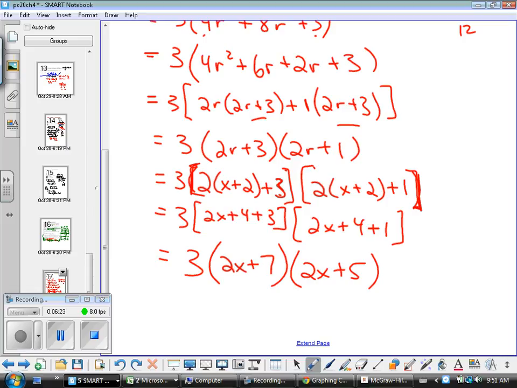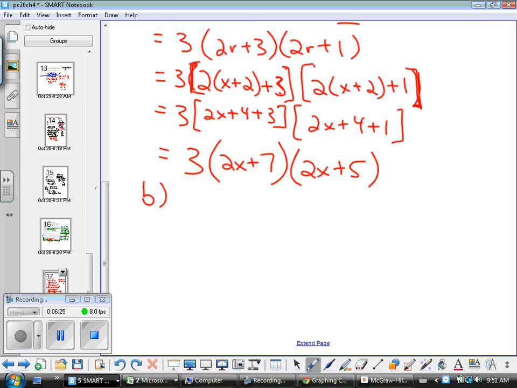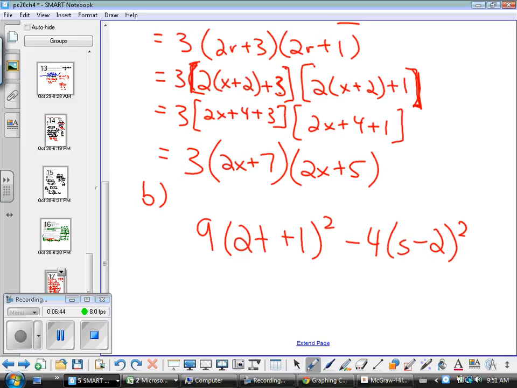The next one, B. Wow, this looks really complicated, doesn't it? There's so much going on in this one. Looks very complicated. We've got S's, we've got T's, oh my goodness.